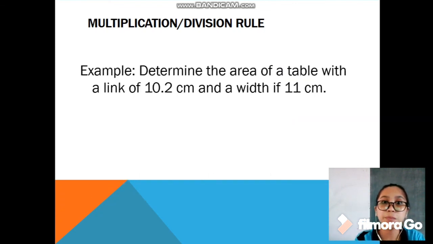Okay? Example. Determine the area of a table with a length of 10.2 cm and a width of 11 cm. How are you going to identify if it's multiplication or addition or division? This is area. So you need to multiply these two quantities. Which of the following has the least significant figures? This 11 centimeters has 2 significant figures, while the 10.2 centimeters has 3 significant figures, right?